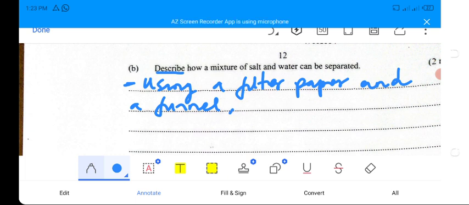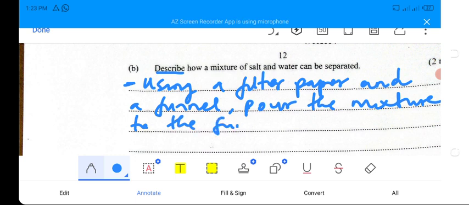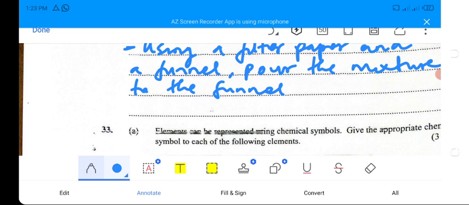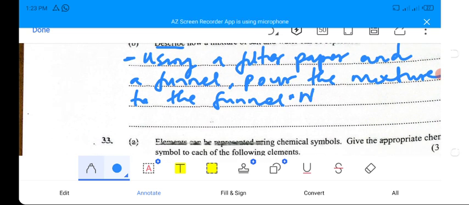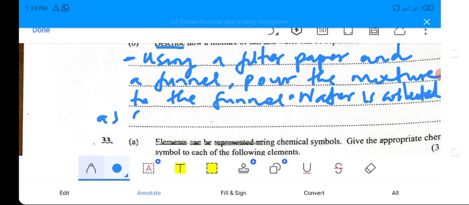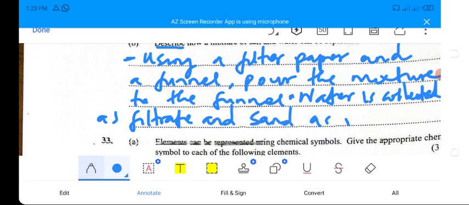Pour the mixture into the funnel. So after pouring the mixture into the funnel, water is collected as filtrate and sand as residue. That's how you can separate it.